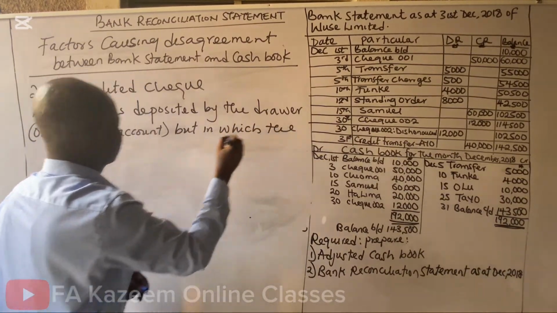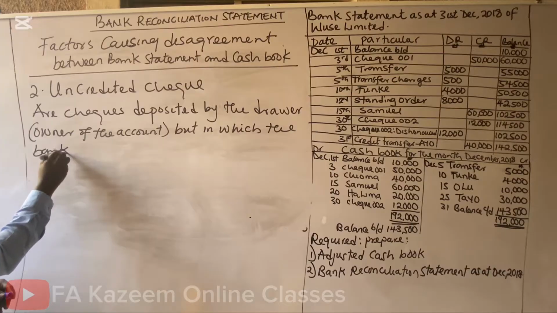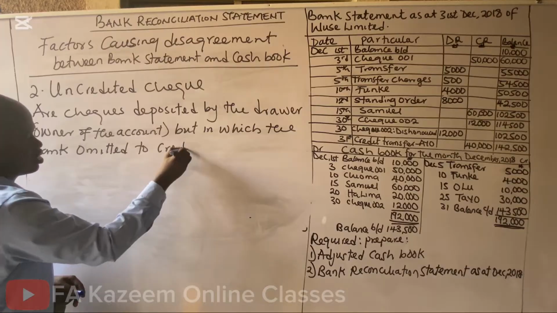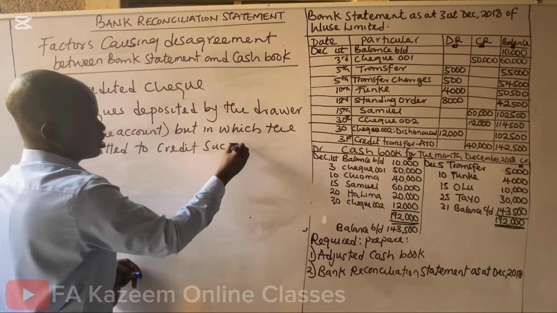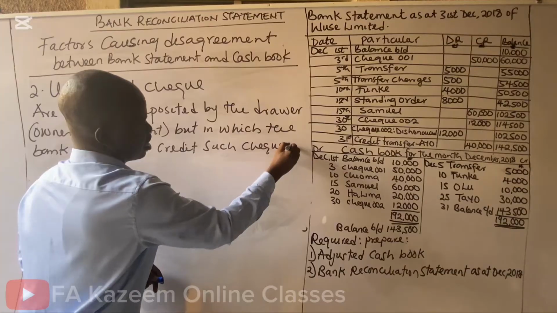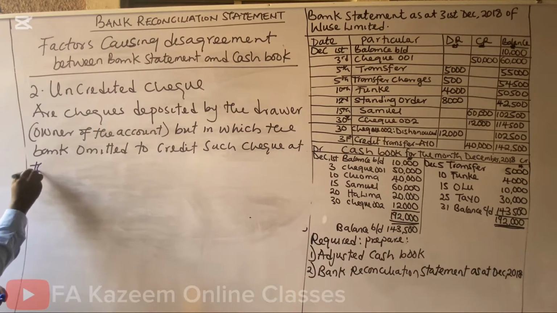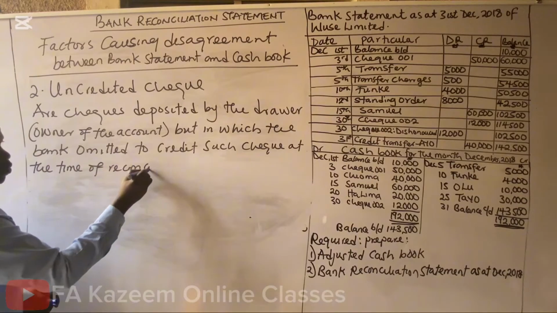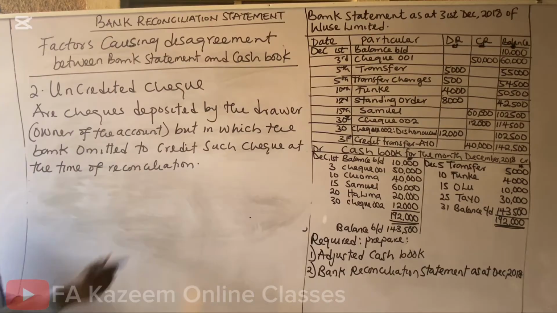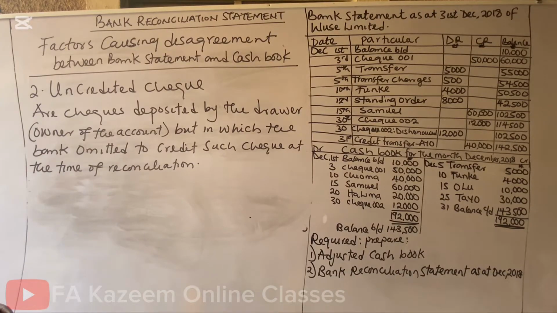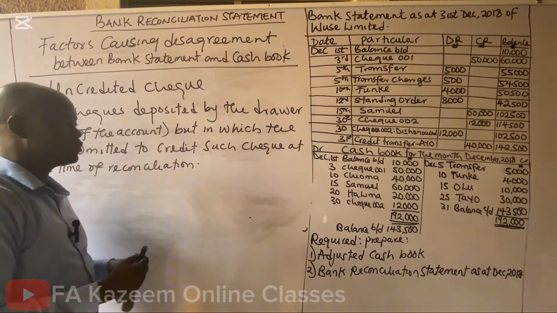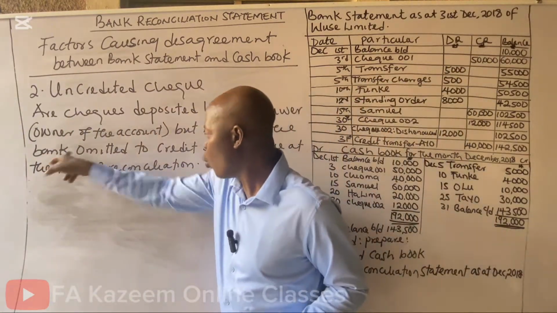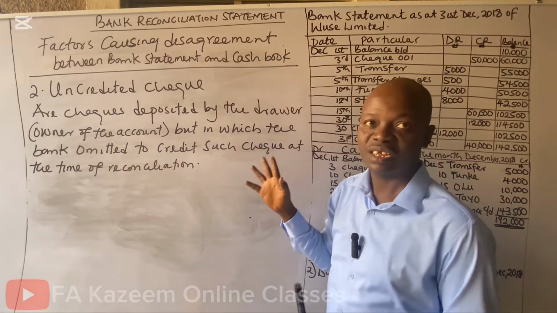the bank omitted to credit such check at the time of reconciliation. What do we mean by this? Their check you have deposited with your bank, but in which the bank omitted to credit such check.